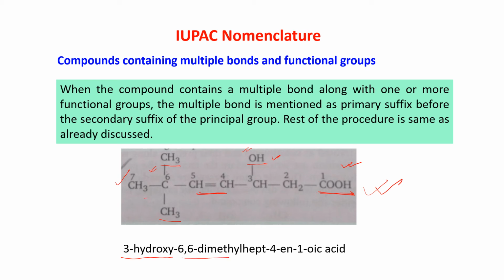6,6-dimethyl. Now hept. Now I'm having a double bond. So hept, 4 position, 4-en, hept-4-en-1-oic acid. I hope you have understood.